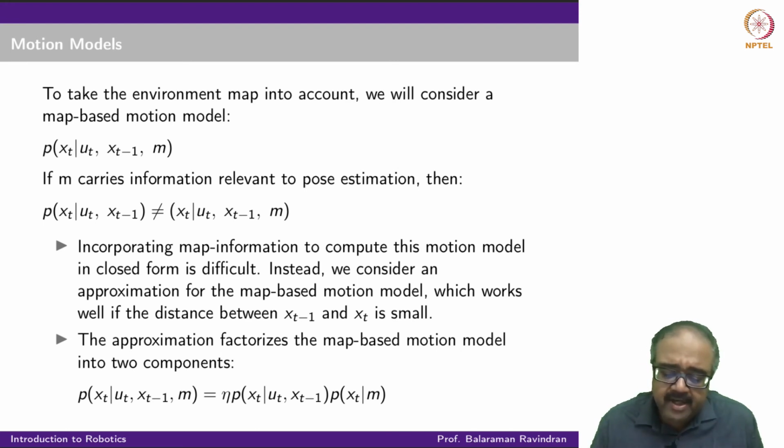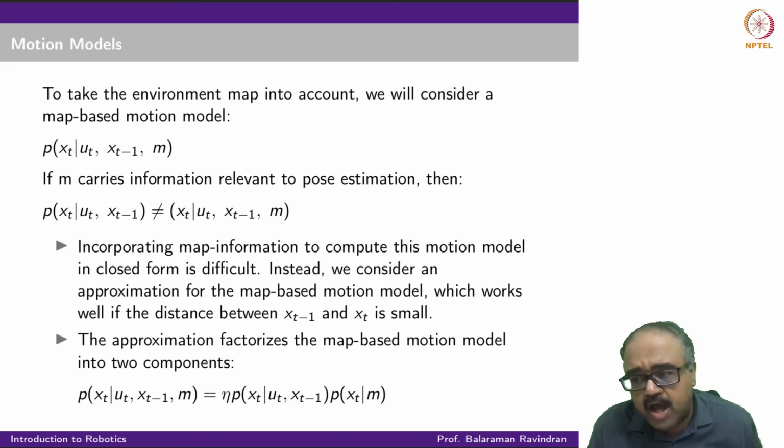So what typically we do is, whenever the motion is very small, whenever I'm going to make a very small transition from xt minus 1 to xt, what do I mean by that? That means that I should be making these predictions very frequently, between every pose. I shouldn't wait for a large motion to be completed before I make the prediction.